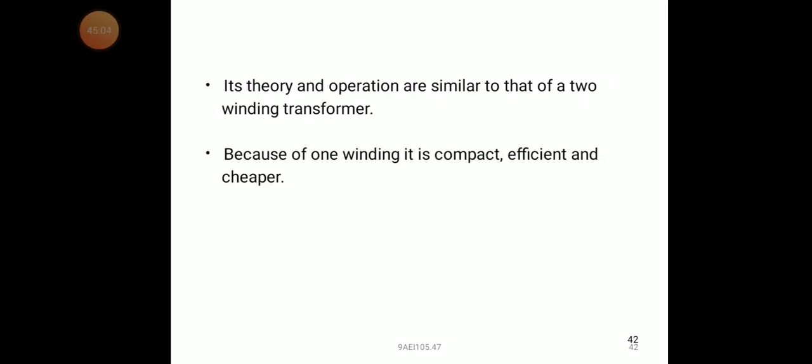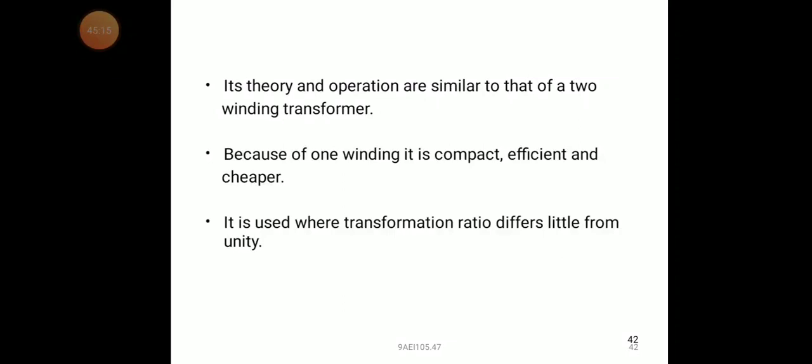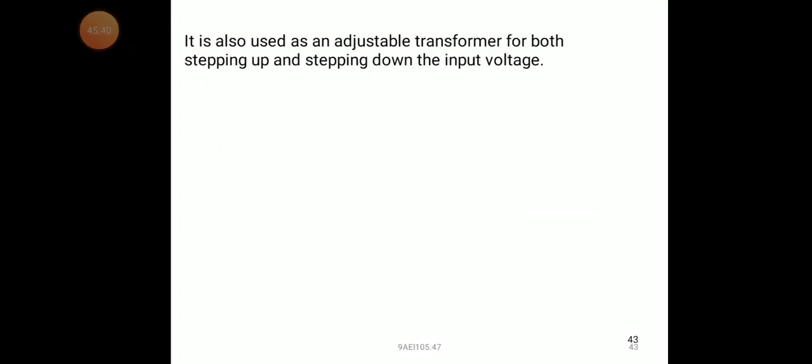Its theory and operation are similar to that of a two winding transformer. Because of one winding, it is compact, efficient, and cheaper. It is used where the transformation ratio differs little from unity. Wherever the transformation differs little from unity, there we use this type of auto transformer.